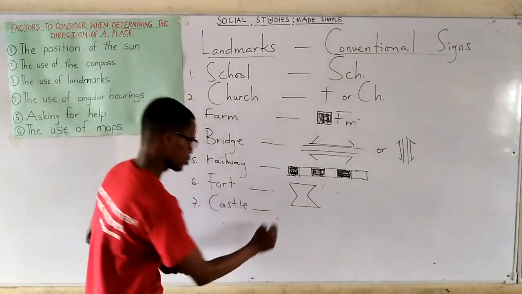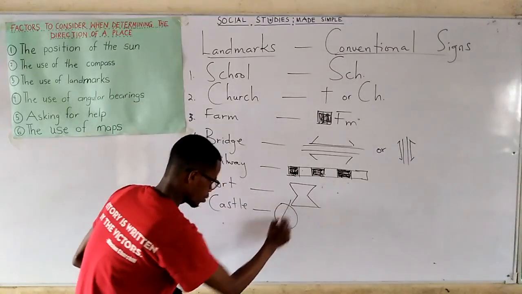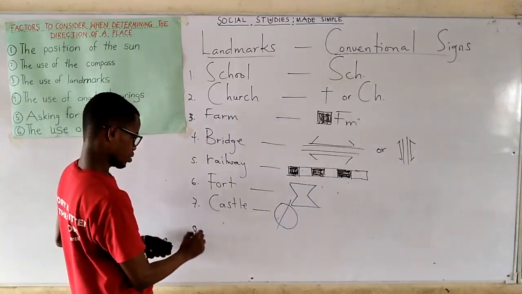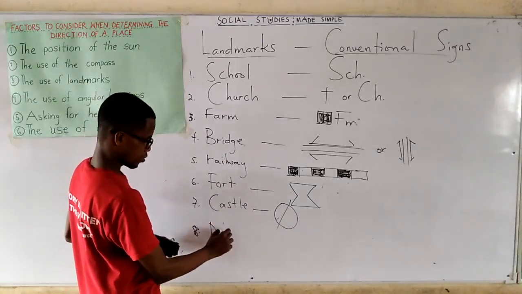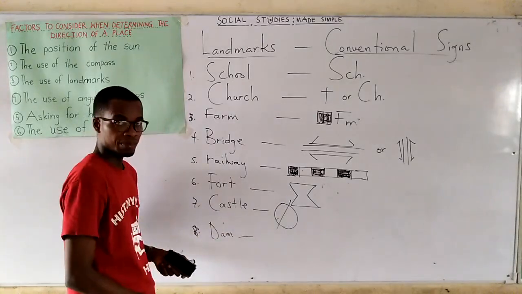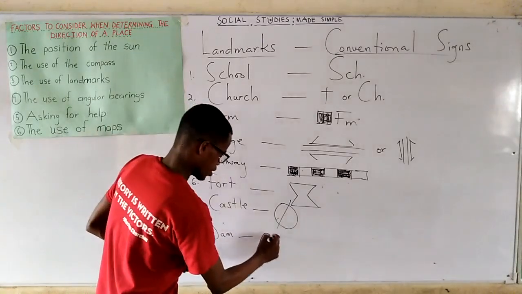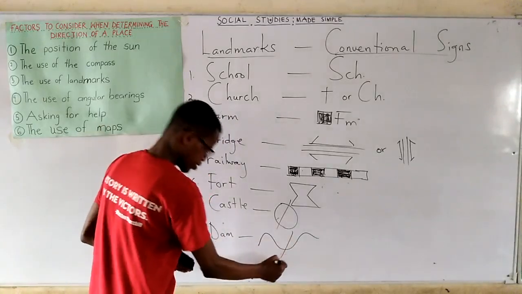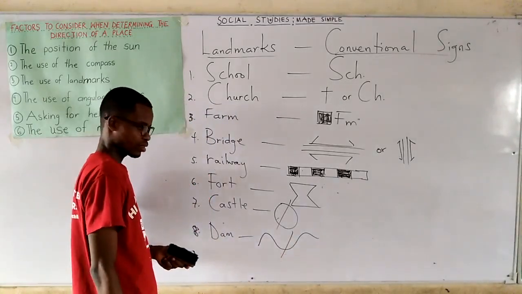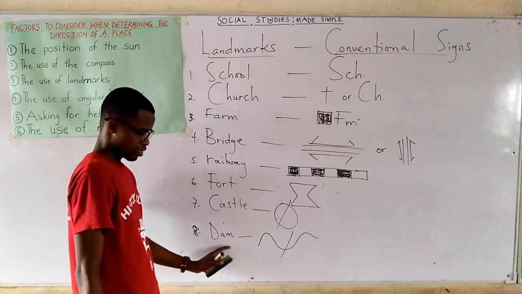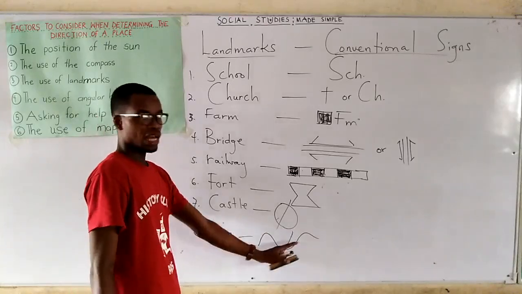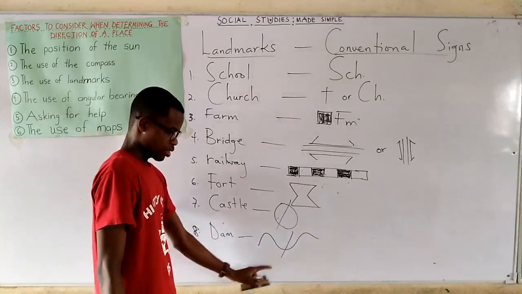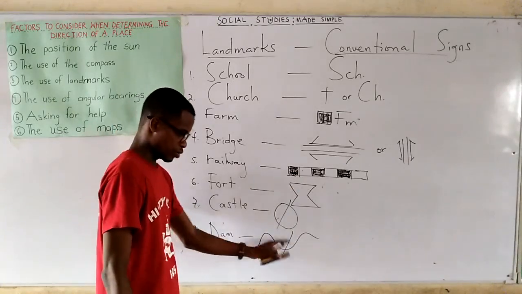For a castle, you have this circle with a diagonal line crossing it. For a dam, you have this as a river, and then you have this diagonal line crossing it. So if it is a waterfall, you have two diagonal lines crossing it. If it's a dam, just one. Normal river, if it's just a river, you see this.